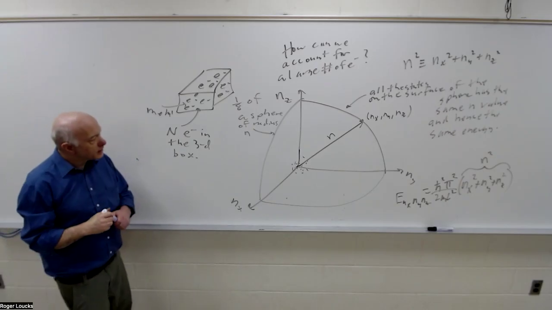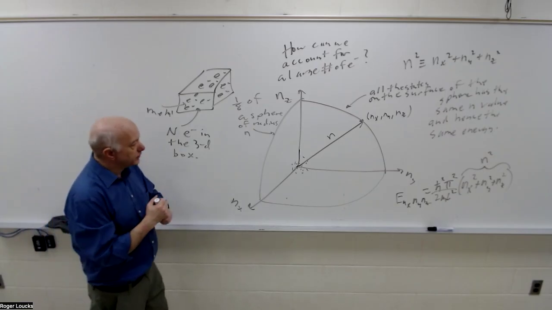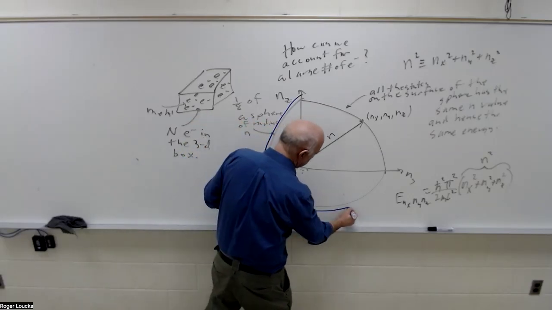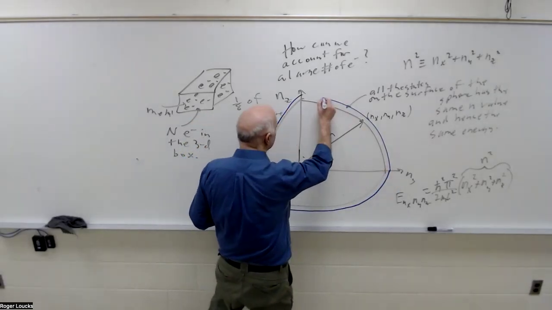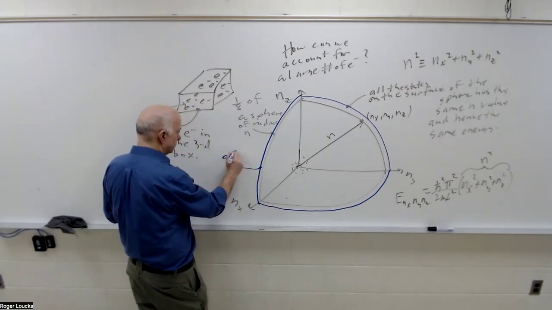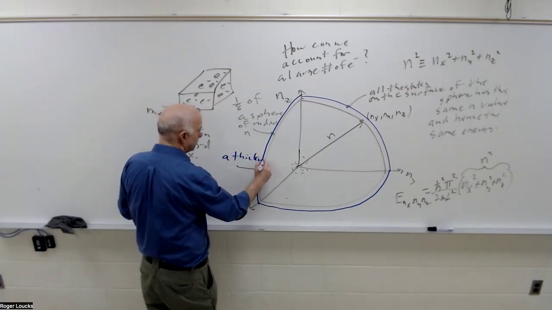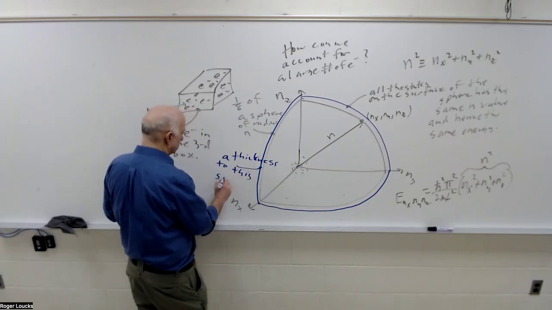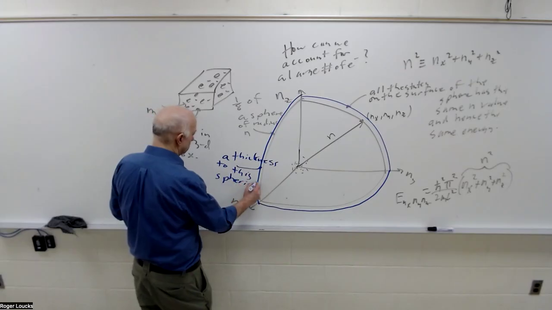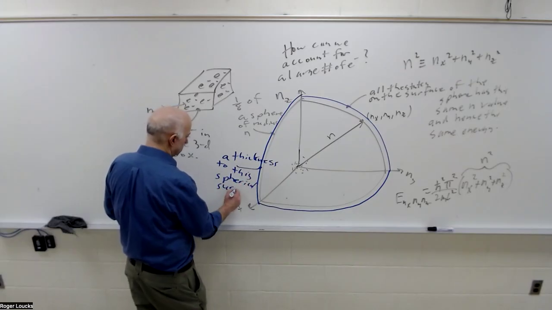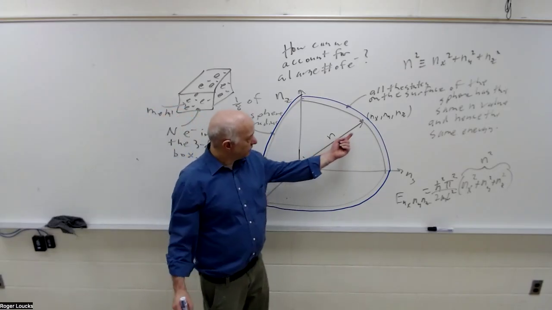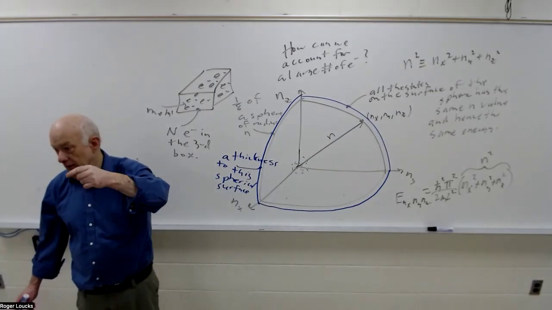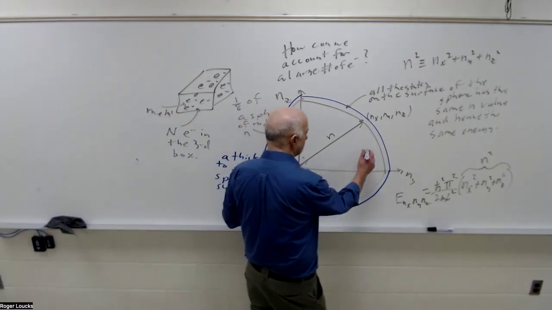Now we can do something else here. I'm going to give this a little thickness, like this. Maybe it's a good thing we changed all the markers. So this is a thickness to this spherical surface. And if this is n here, what do you think I'll call that thickness if it's tiny? I'll call it dn.